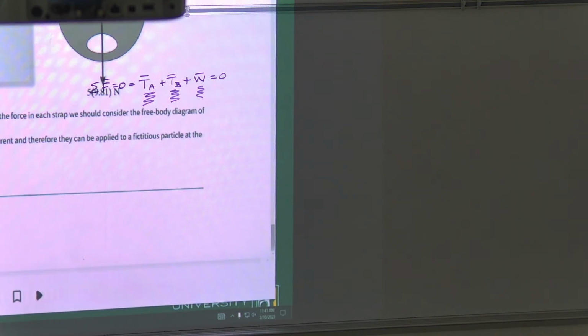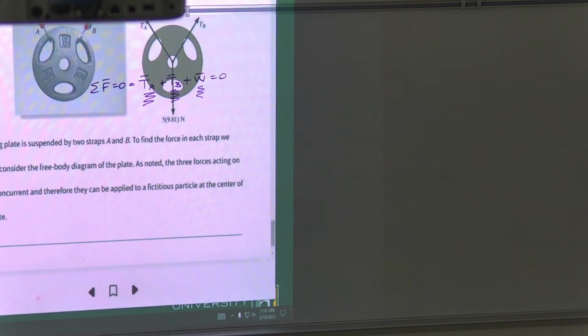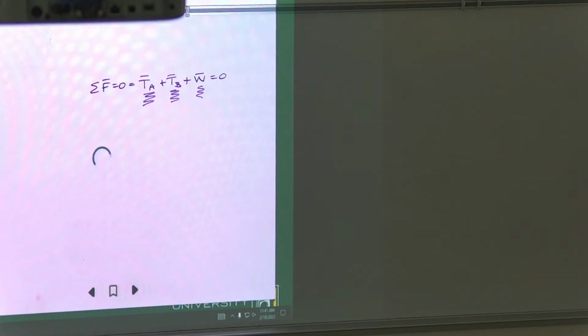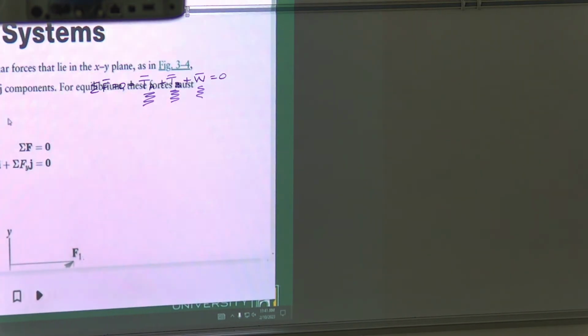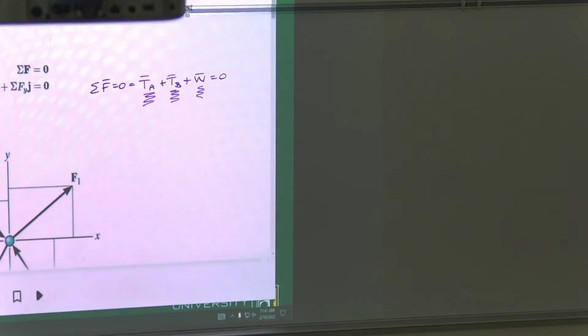Okay, so now he has examples. Let me hit the coplanar force section. There's where he starts breaking it apart. He says he has it in a plane only. So his sum of the forces is broken into an X component and a Y component.